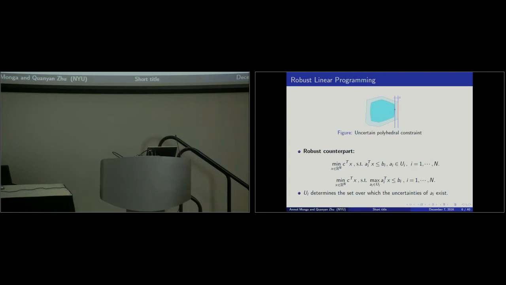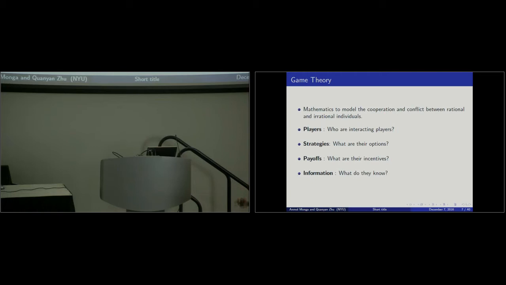When it comes to games, I am going to talk a little bit about games again, as I did 2 days ago. It feels just like yesterday. We have to have 4 things here. In this context, we are looking at who the players are, what the strategies are, and what the payoffs are. And information, I think, is also very important: what the players know in this context.